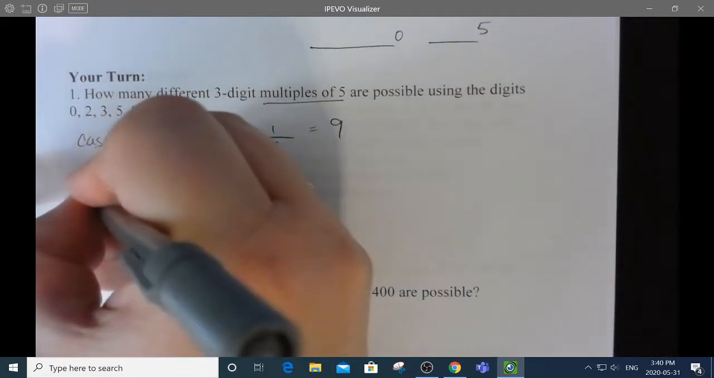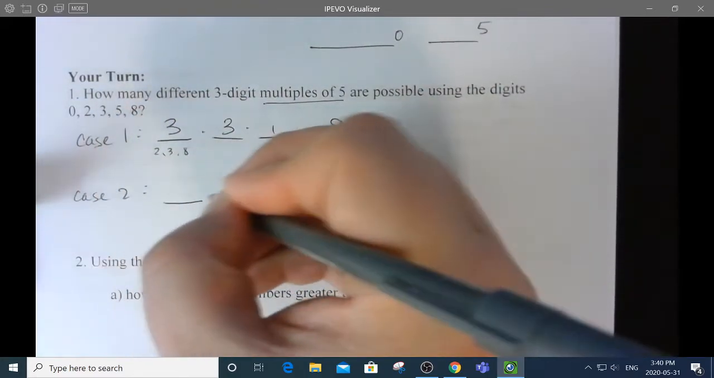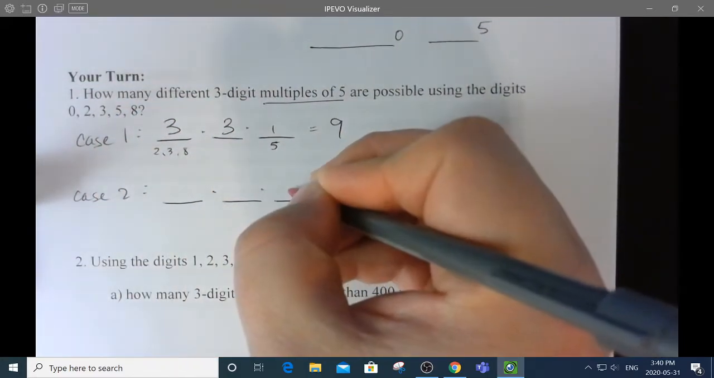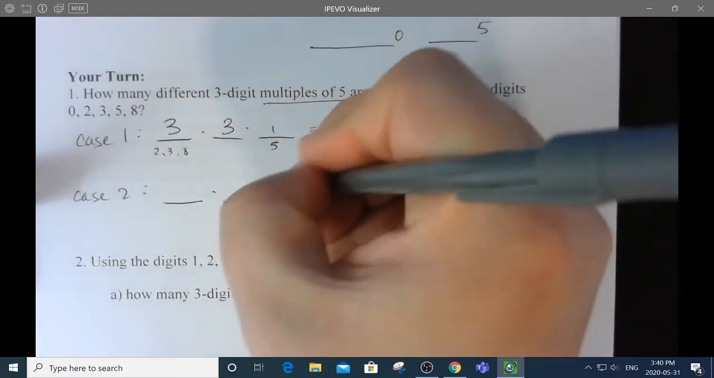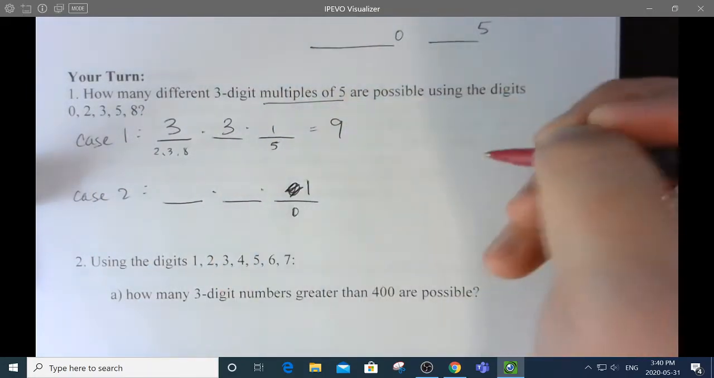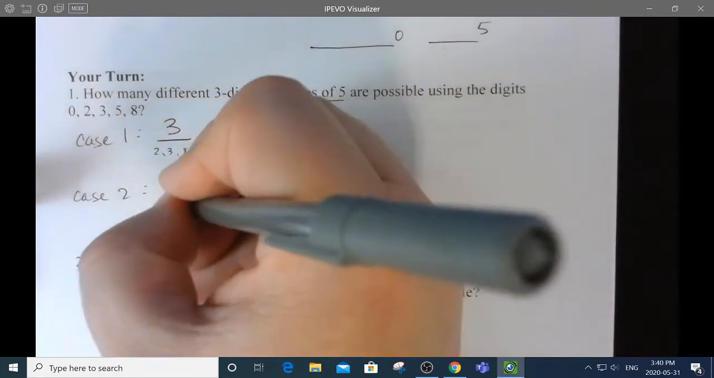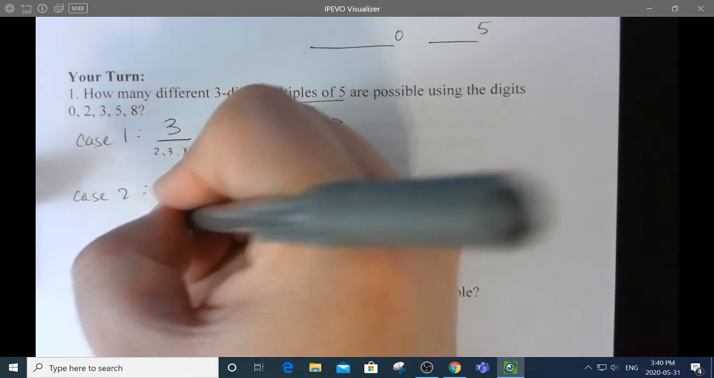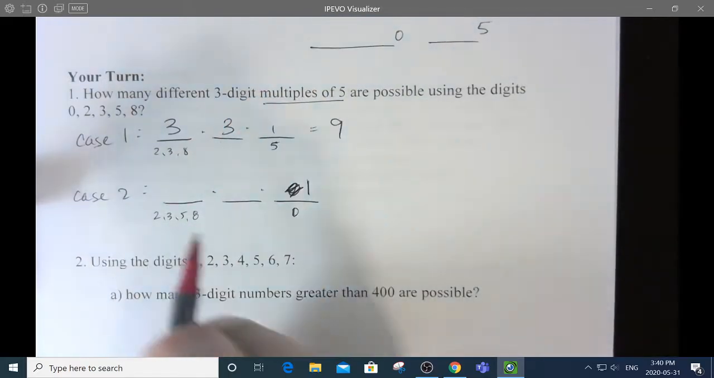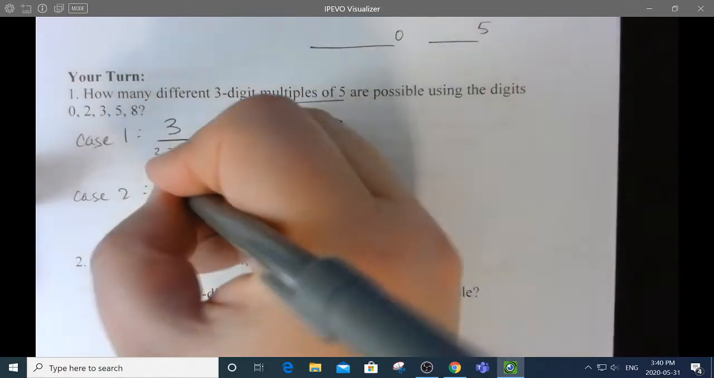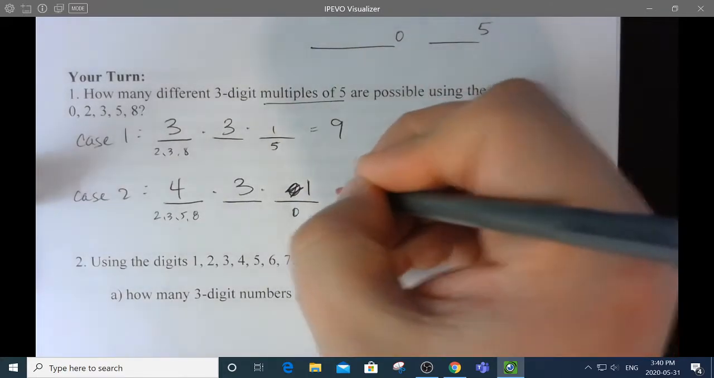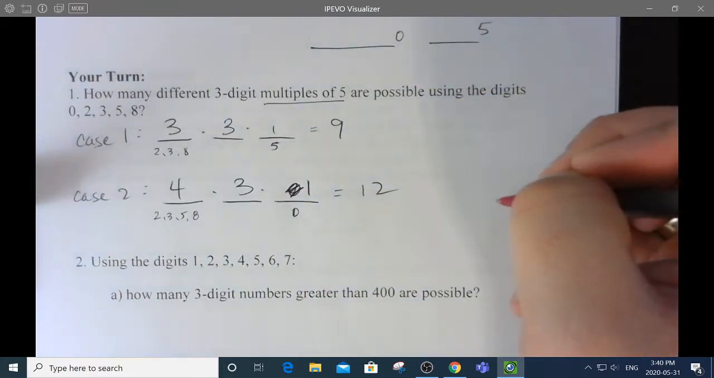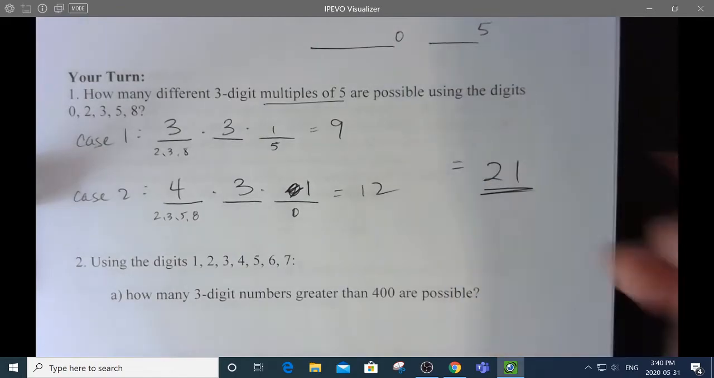For case 2, we put the 0 at the end. There's only one way to do that. And then this can be either 2, 3, 5, or 8. Notice this has one more choice than that one did. So that's why we have to do them as 2 different cases. We can't just multiply the 9 by 2, because case 2 has 12 ways to do it, and that's 21.